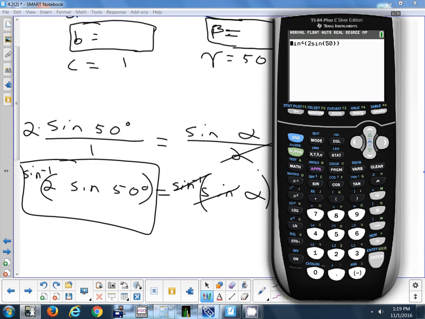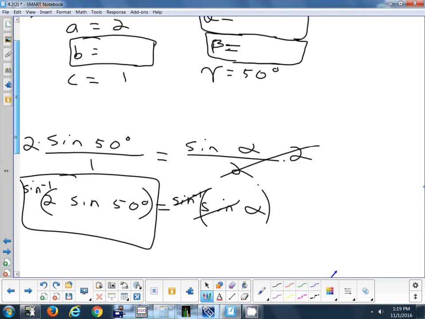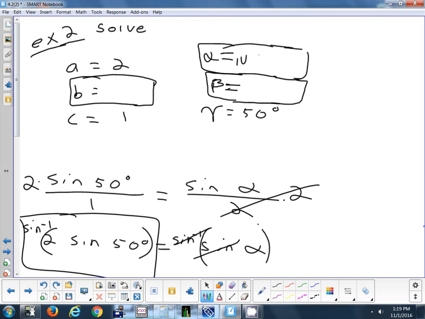So since we tried to type that in, we get an error. Whatever your calculator says, it might say something a little different, but you're not going to get an answer. So we can't solve for alpha. So no solution. Now, if you can't get alpha, what other angle can't we get? Beta. We can't get beta because we have nothing to add to the gamma and then subtract from 180. And if you can't get beta, you can't get the side across from it, which is B. Can't get that either. So the nice thing about no solution is you realize pretty quickly you can't find anything.